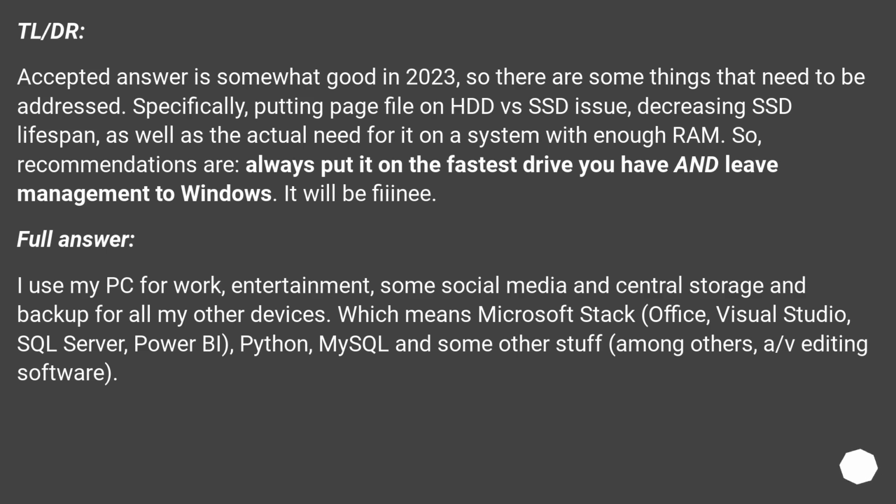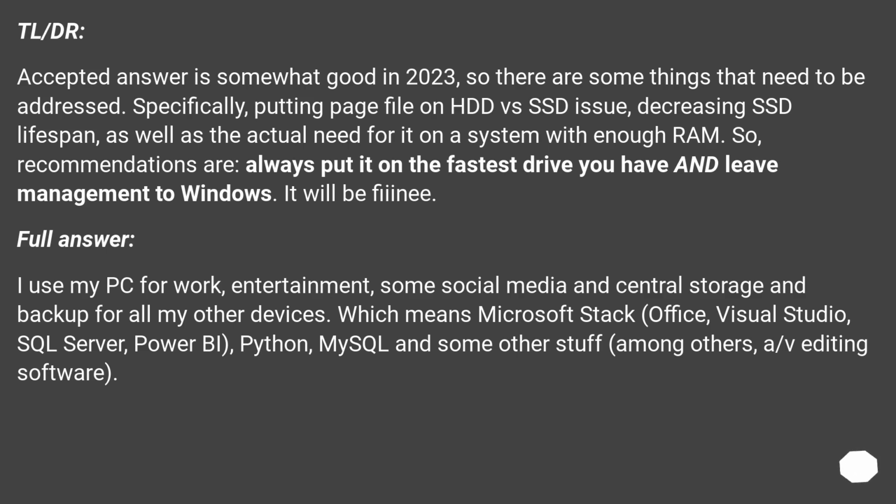TL;DR: The accepted answer is somewhat good, but in 2023 there are some things that need to be addressed. Specifically the issue of putting the page file on HDD versus SSD, decreasing SSD lifespan, as well as the actual need for it on a system with enough RAM. So, the recommendation is: always put it on the fastest drive you have and leave management to Windows. It will be fine.